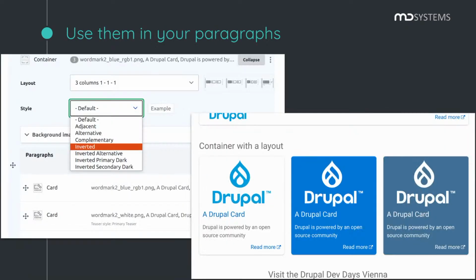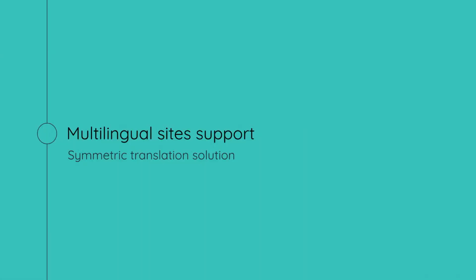So how do you use them? This is our same container paragraph type, which has 3 cards inside. You see it here. And we say, in this case, okay, the layout is 3 columns, and the style is default, which means don't add any special styling, just use it as it is. Any questions for now? Okay.